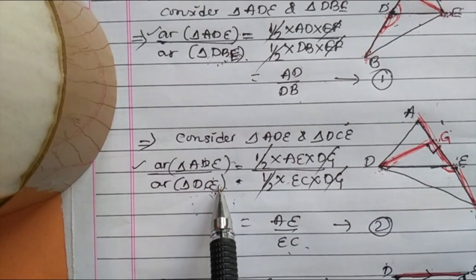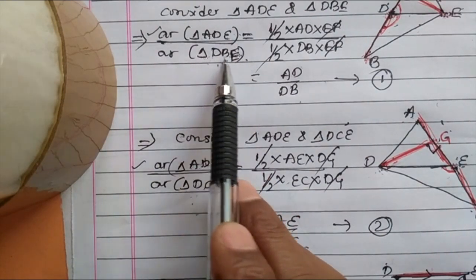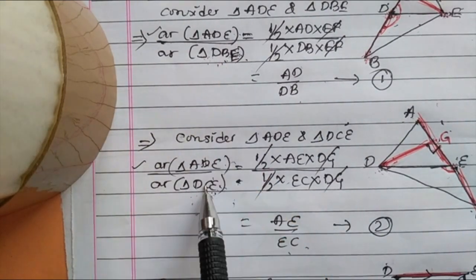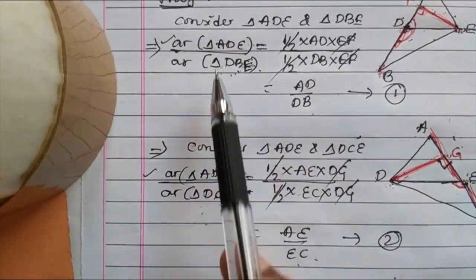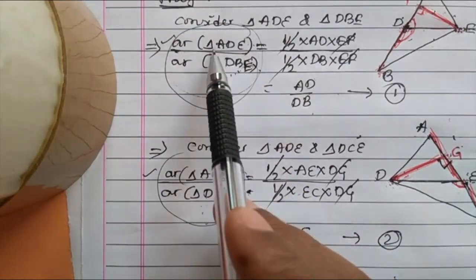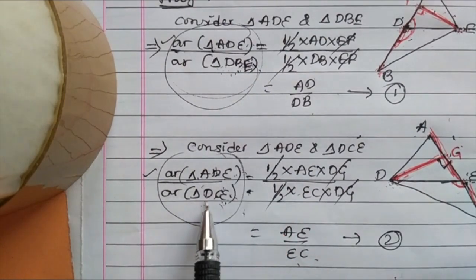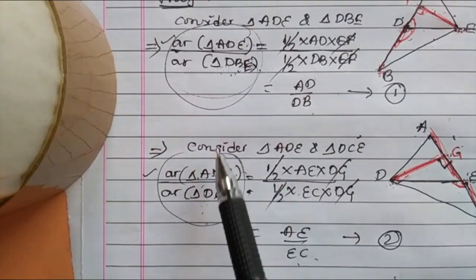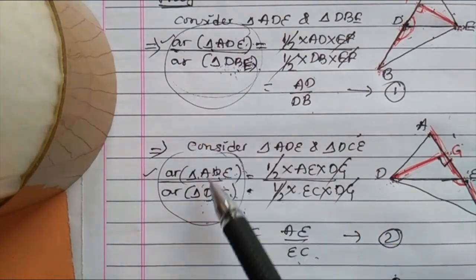Now from 1 and 2, what can we say? The ADE numerators are the same. DBE and DCE denominators were different, but both are equal in area. Now we proved it. So from 1 and 2, the left hand sides are equal. ABE, ADE, DBE, DCE are also equal in area. These two are the same already. The denominators are equal in area, so that also becomes the same.